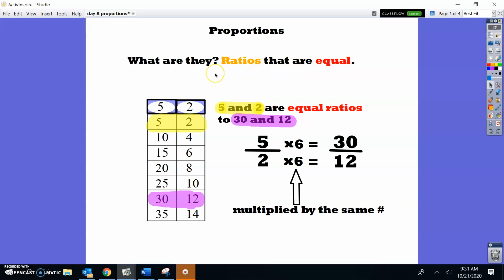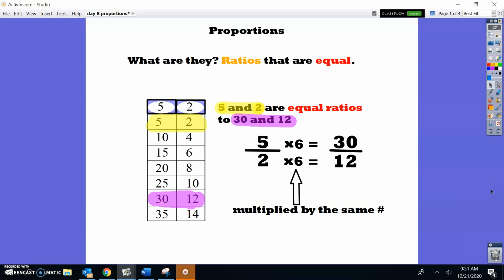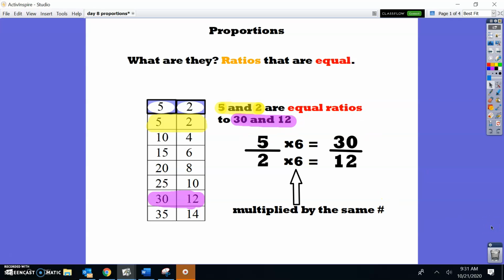So equivalent ratios. Basically it's two fractions that are equivalent, but a ratio represents a certain quantity compared to another quantity. If you see below, these are two examples of proportions, equivalent ratios. So if you look at the first ratio, 5:2, or 5/2, an equivalent ratio to that would be 30/12. Just like we've done with equivalent fractions, if you can multiply by the same number top and bottom, that means it is an equal ratio, which means it is a proportion.